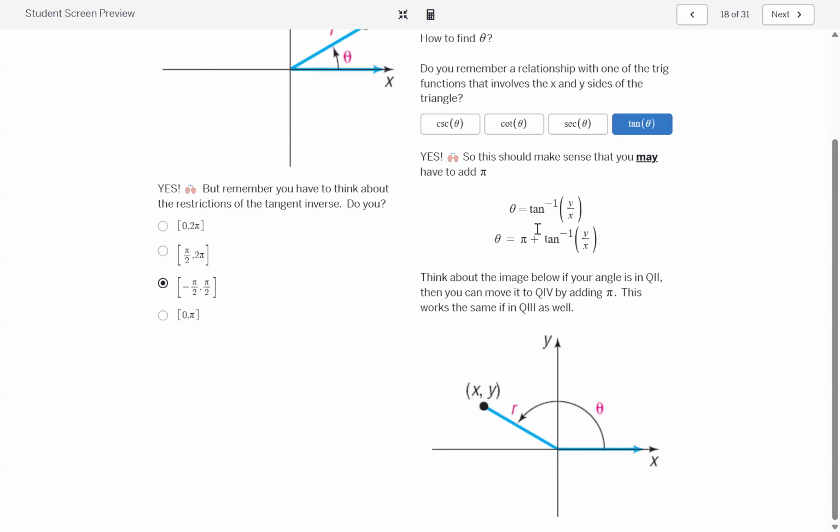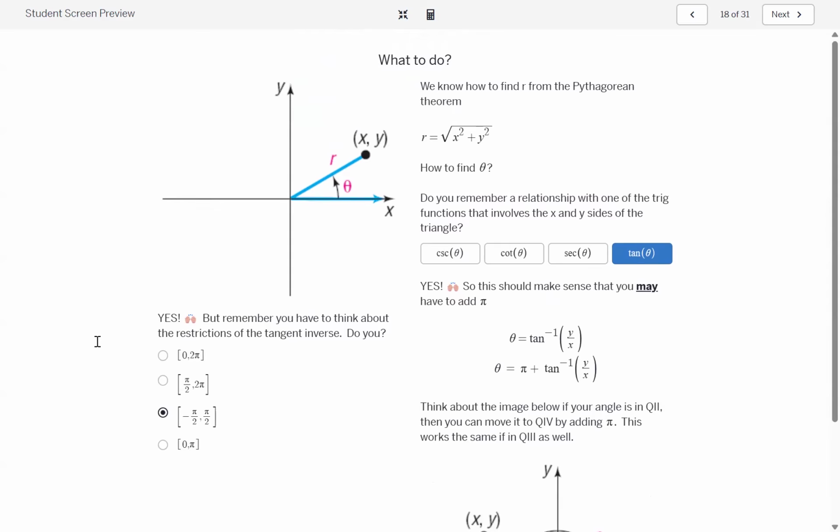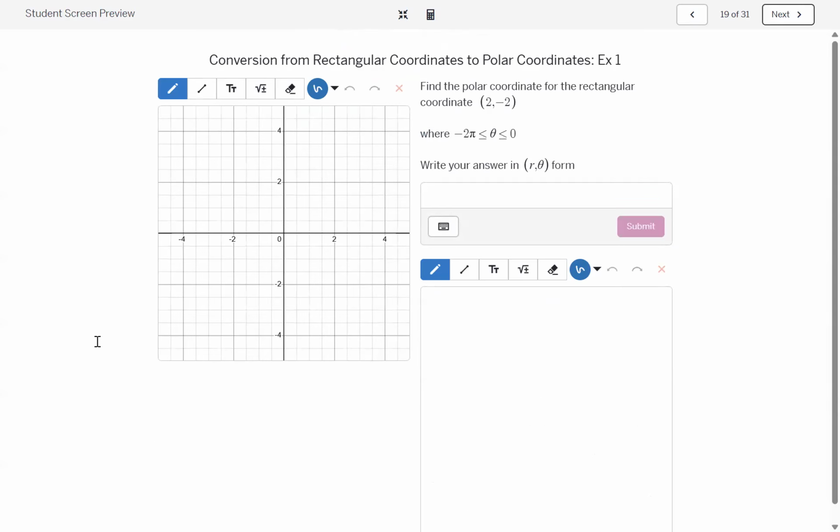Now we're going to see in our calculation that sometimes the angle we get is going to be in quadrants 1 and 4, but we actually want an angle in quadrant 2 or 3. So we'll take our result from the calculation and we'll add pi to it. So let's go ahead and see this in action. So we're given the rectangular coordinate 2, negative 2. I'm going to plot that on our grid over here. So 2 to the right and then 2 down.